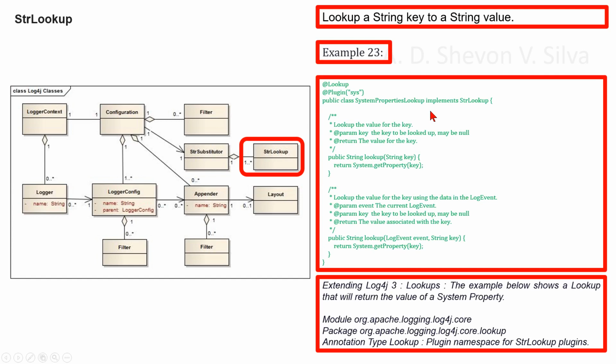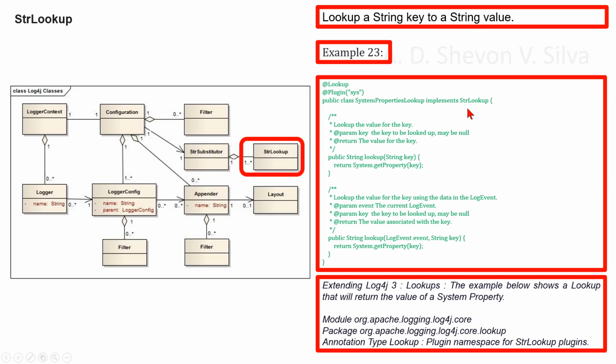Now we are considering lookups in extending Log4j 3. The example here shows the lookups that will return the value of a system property. Lookups are here the annotation type. Here the annotation type StrLookup. The package org.apache.logging.log4j.core.lookup in module org.apache.logging.log4j.core. The plugin namespace for StrLookup plugins.